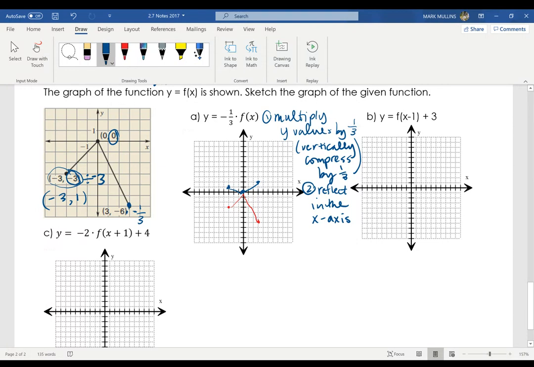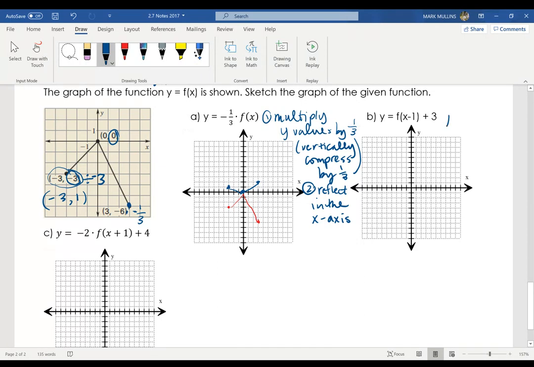So for B, it says f of the quantity x minus 1 and then plus 3. So it's always opposite sign, same sign. So I am going to move this so that my new vertex, instead of being 0, 0, is going to be like 1, 3. So I am really translating. So I don't have any multiplying on this, and I don't have any negatives outside of that f of x. So I'm not doing stretching or shrinking. I'm not doing reflecting. I'm only translating.